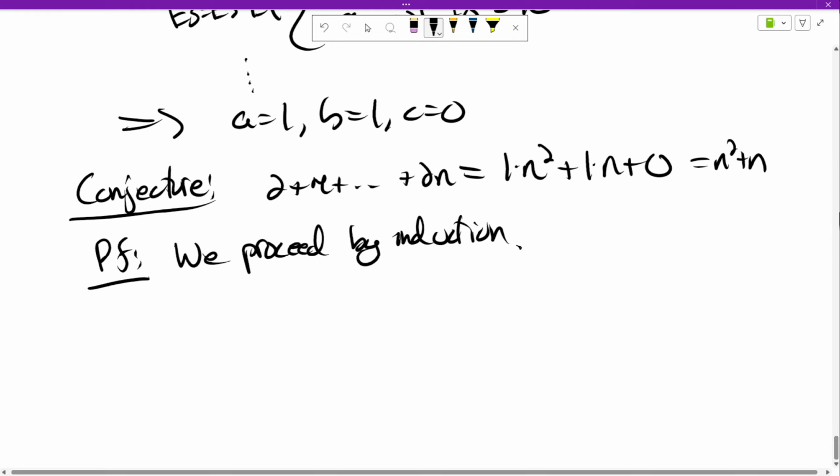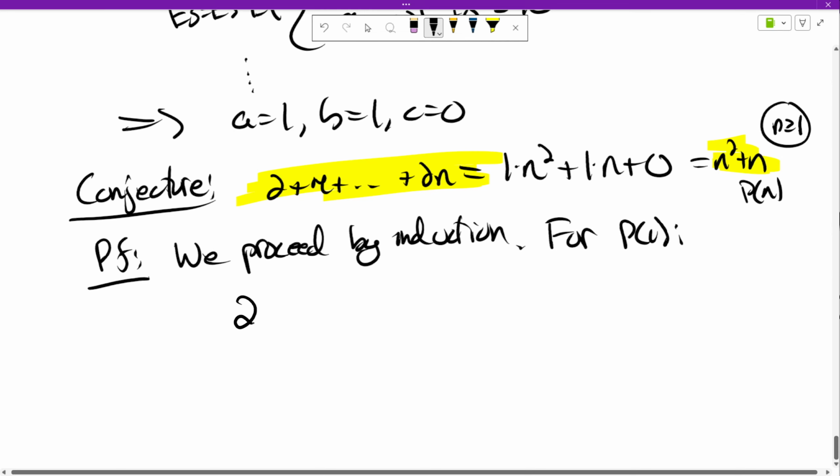And this is true for n bigger than or equal to 1, of course. And so this is our P of n statement. Our P of n statement is the left-hand side is equal to the right-hand side. For the base case, we have 2 is equal to 1 squared plus 1. That's certainly true. Put a gold check on it.